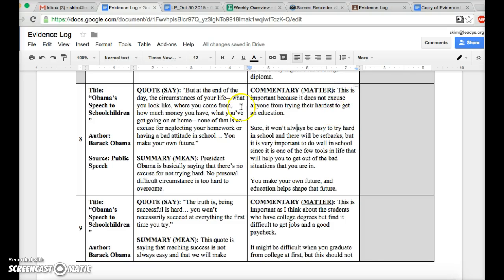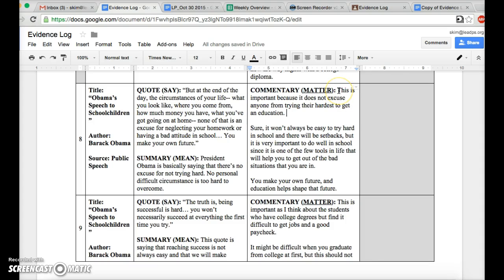So this commentary comes from this quote from President Obama: "But at the end of the day, the circumstances of your life, what you look like, where you come from, how much money you have, what you've got going on at home, none of that is an excuse for neglecting your homework or having a bad attitude in school. You make your own future."